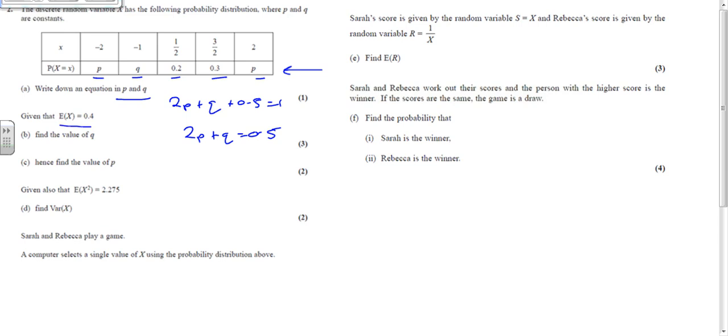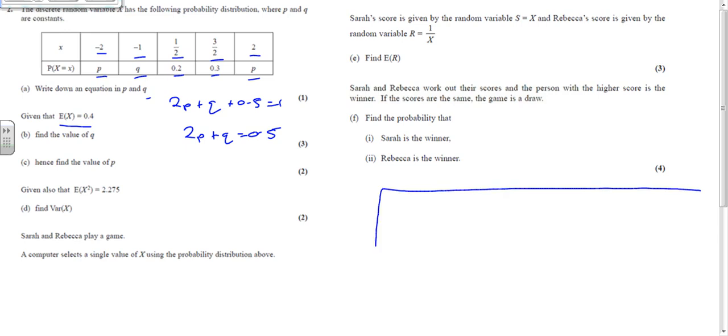We're now told that E of X equals 0.4. Now, if you're doing the revision on this, this is one of the key things that you need to know. So the expected value of X is done by doing this times this times this times this, and then add them together. So if we do that, for part B, make it a little bit bigger there.